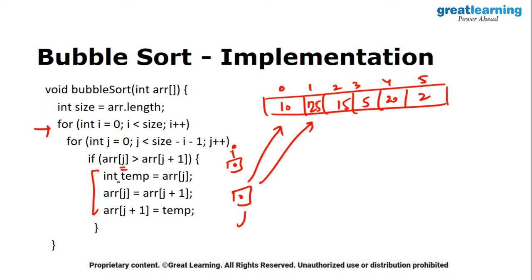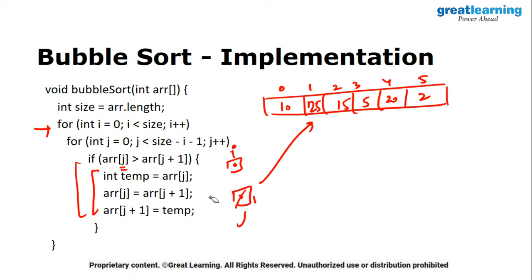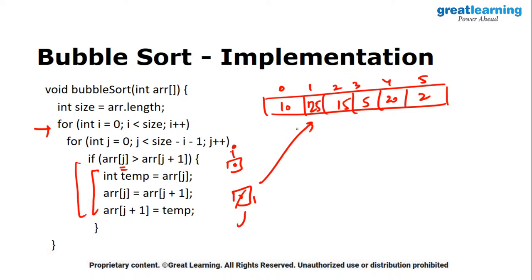Okay, so now what is this? This is arr of 0, that is this element, and this is 25. Is 10 greater than 25? No, so we will not execute this if block. Then we are incrementing our j. Now j is 1. So this statement is gone. This 10 will be as it is, at its own position.